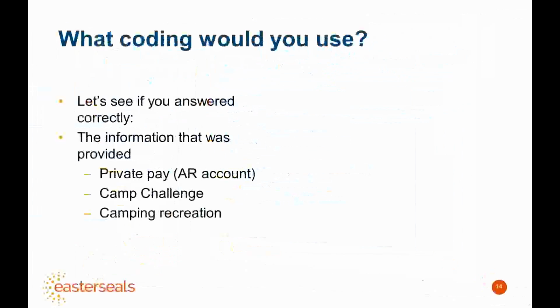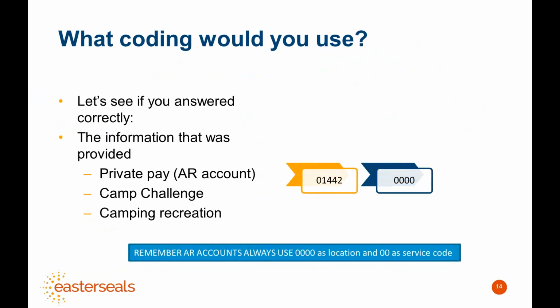Okay, so the information that was provided to you was that the client was paying for his or her services. The client was in Camp Challenge, and the service received was camping recreation. Based on that information, the account that you would use would be 01442, which is the Camp AR account. The location would be 0000, and the service code would be 00, because that is what's used for all AR accounts. So anytime the account starts with 01442, all of the rest of the numbers would be 0 as well. How did you do? If you came up with that answer, you're correct.